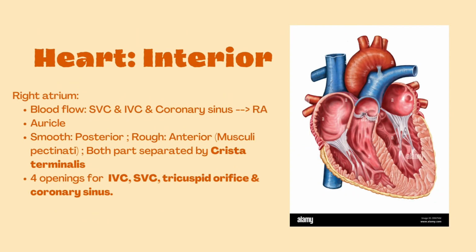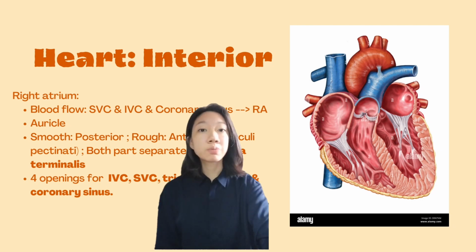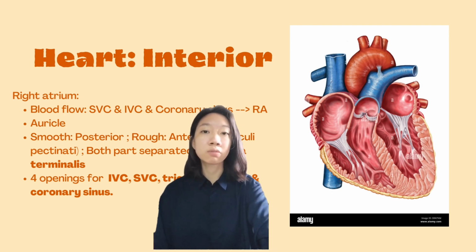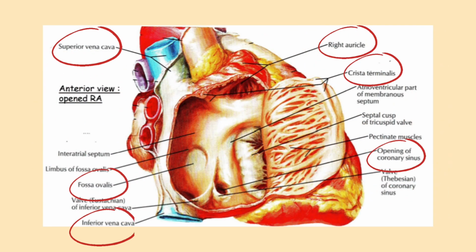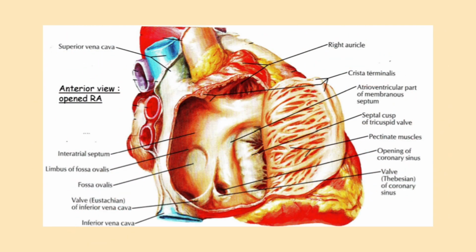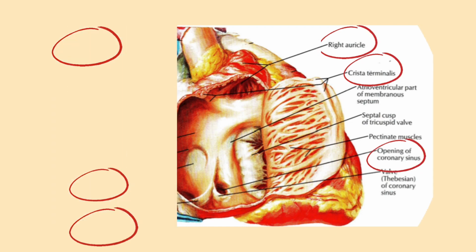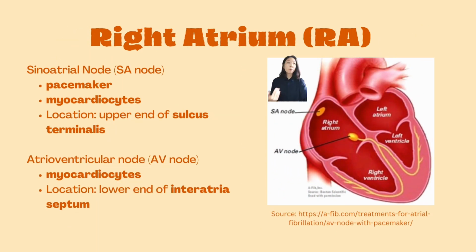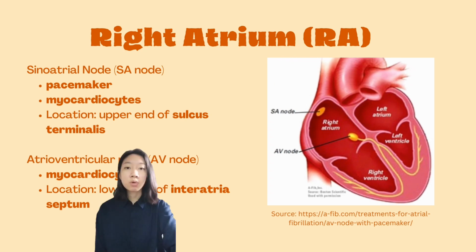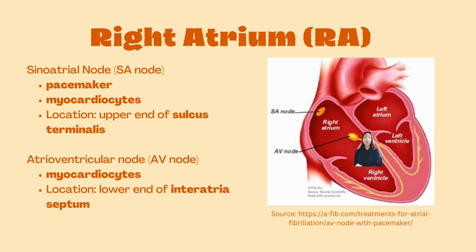And now we're looking to the interior part of our heart. First, the right atrium. There are smooth and rough parts in the right atrium. What makes it rough is because of the musculi pectinati. And there are 4 openings for superior vena cava, inferior vena cava, tricuspid orifice, and coronary sinus. SA node, which acts as the pacemaker, is located at the upper end of sulcus terminalis, whereas the atrioventricular node is located at the lower end of the interatrial septum.